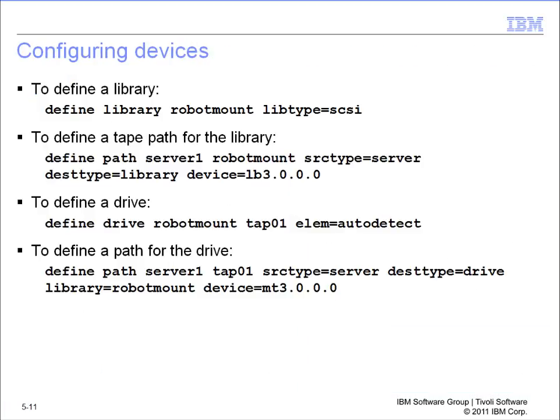Here are the commands you're going to need for configuring your devices. First, you're going to define your library. Next, you're going to define the path for the library. Then you're going to define the drive. And finally, define the path for the drive. We've got examples here where we're using a SCSI type library. In your administrator's reference guide, you'll also find these commands for different types of devices. They'll give examples, so you'll see the basic syntax as well as an example for many of the different device types.